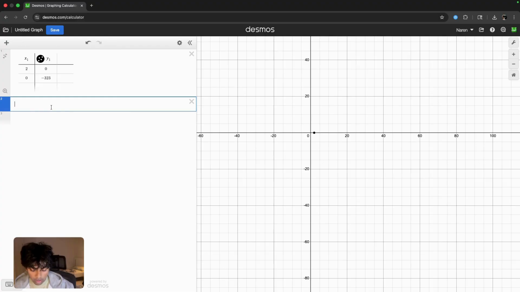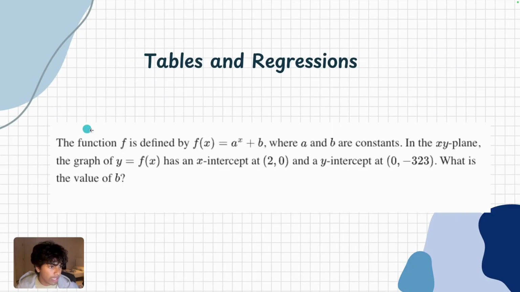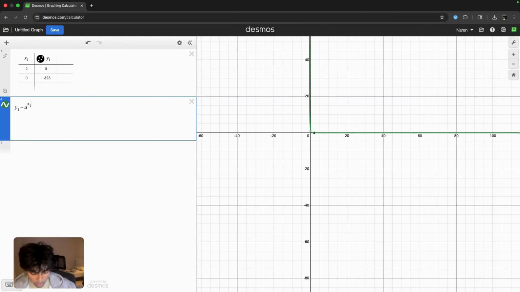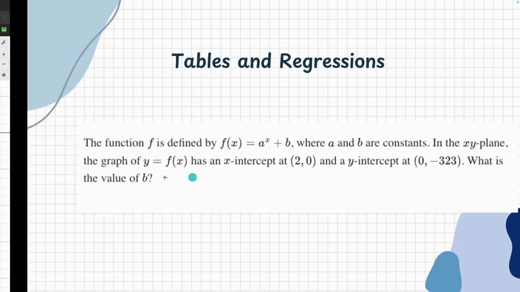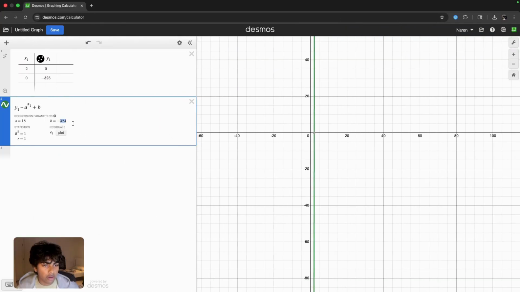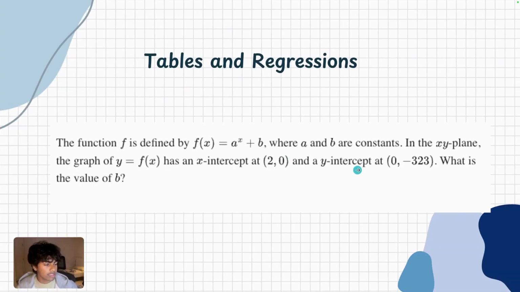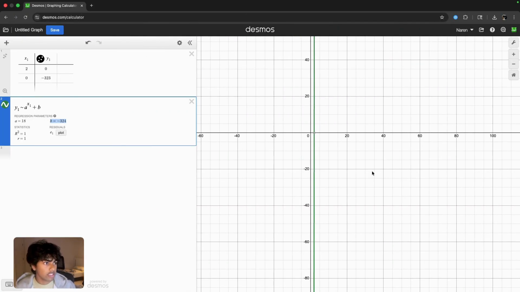So you're going to come down here, y1 equals a, make sure to check, a to the power of x1, plus b. And we're going to get a is 18 and b is negative 324. We can come back. What is the value of b? Right there, negative 324. There is another way to do this, which is recognizing the y-intercept is when x equals 0, plug in 0. So 1 plus b has to be negative 323. So b has to be negative 324. That's how I would do it, but Desmos is just as fast if you need to.